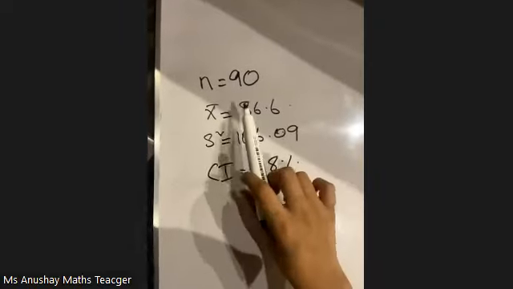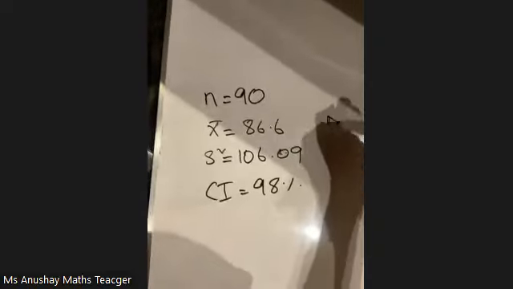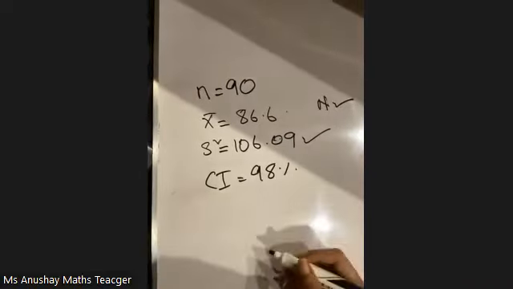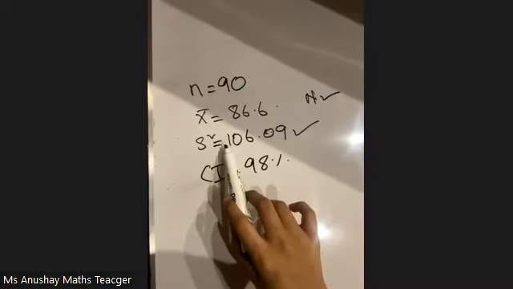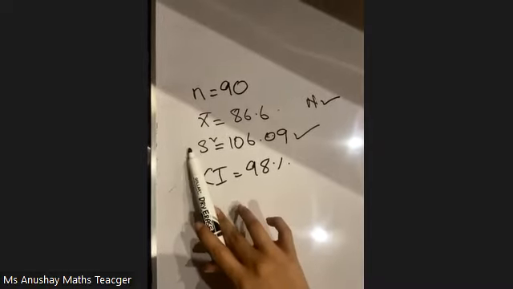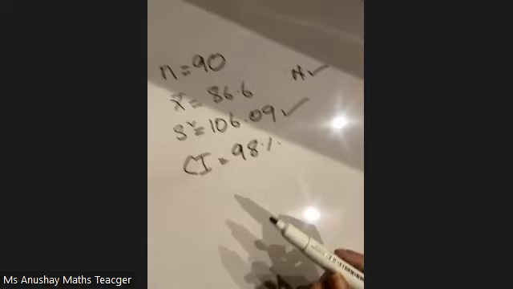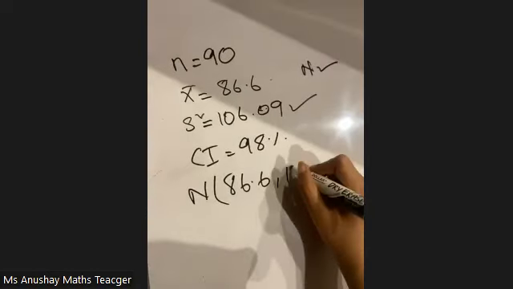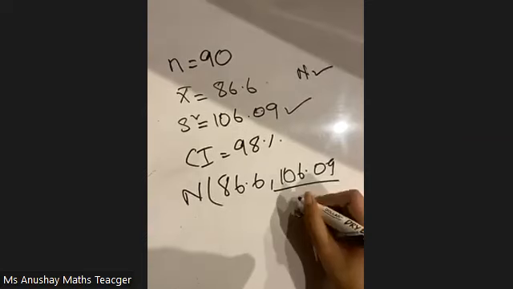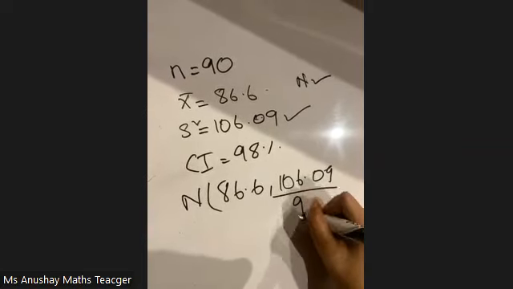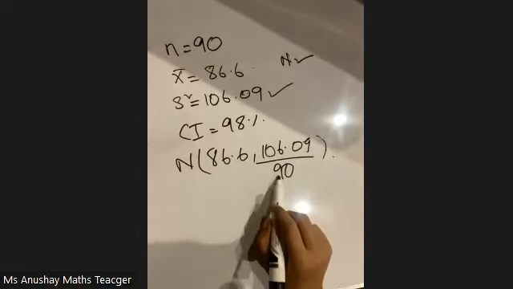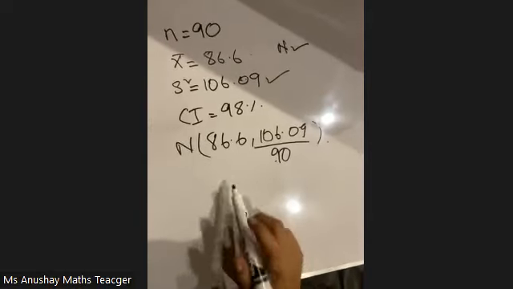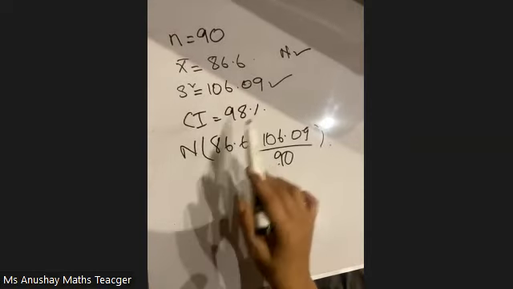Suppose this was a normal distribution. So we have a normal distribution, and we also have the sample variance, right? So what does this mean? This means that it is a case 1. So in this case, what we do is we have a normal distribution of 86.6 and 106.09 upon 90. If this is a normal distribution, okay. Now what you do is you have to find out the confidence interval for 98%.